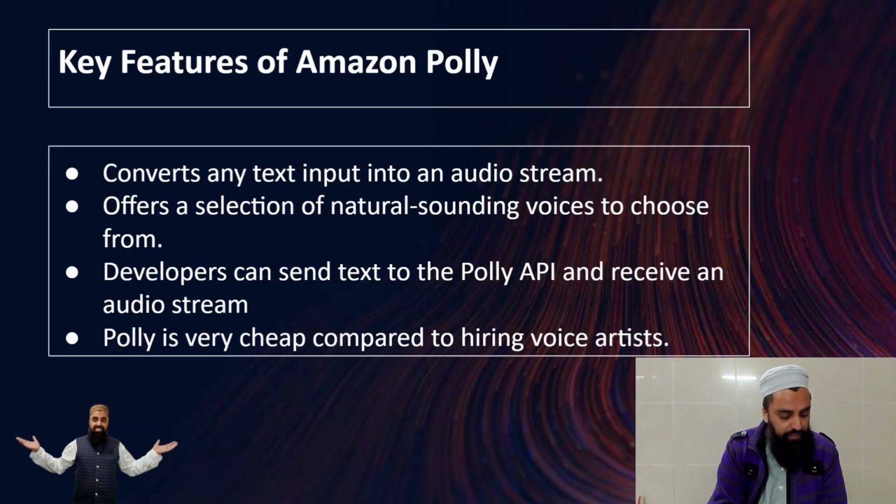So these are the key features of Amazon Polly. It converts any text input into an audio stream. You have watched the demo. I have just written the text, and it has converted into different voices. Okay, and we can easily download the mp3 file or store it in our S3 bucket. It offers a selection of natural sounding voices to choose from, different voices, male and female, with different accents.